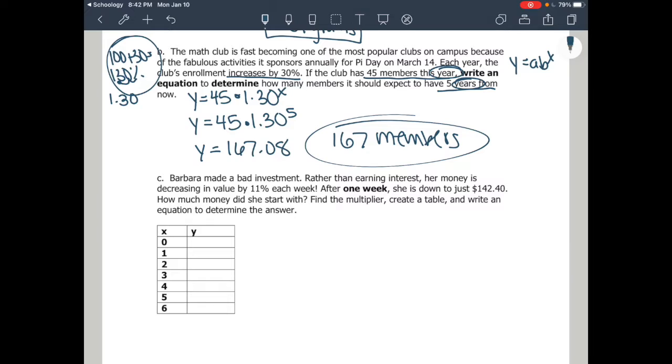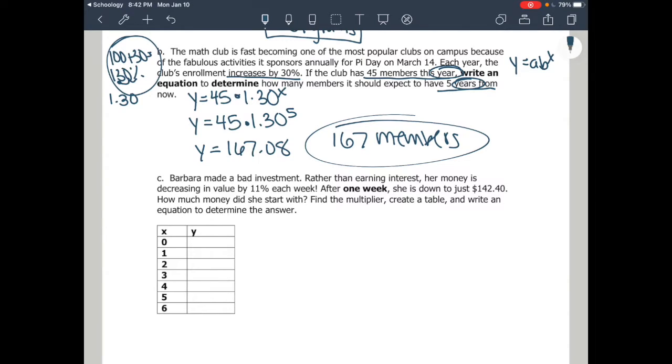It says Barbara made a bad investment. That's awkward. Rather than earning interest, her money is decreasing in value by 11% each week. After 1 week, she's down to just $142.40. How much money did she start with? Find the multiplier, create a table, and write an equation.